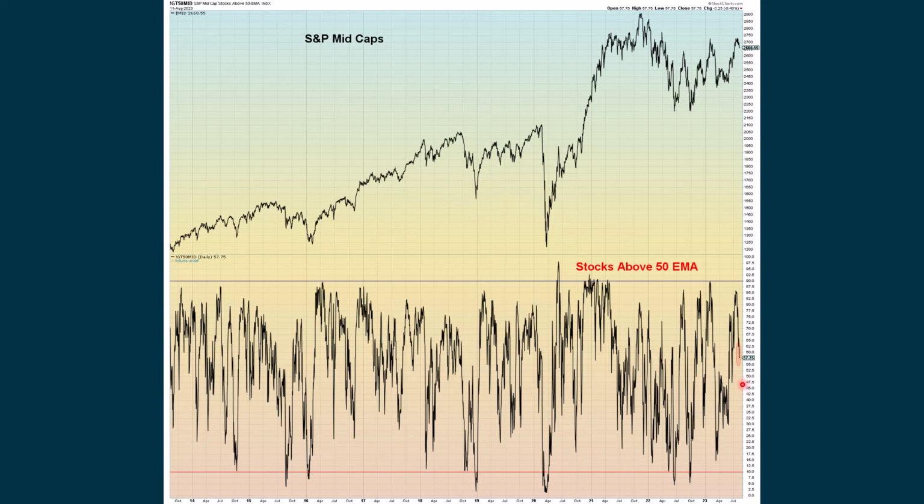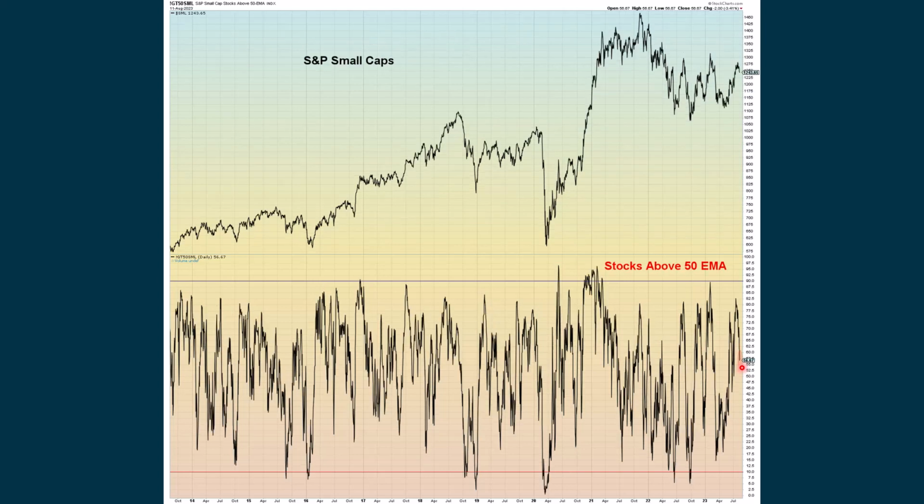We look at the stocks above their 50-period moving average with the mid caps. Also declining, but still above 50. And then the small caps, also declining, but still above 50.